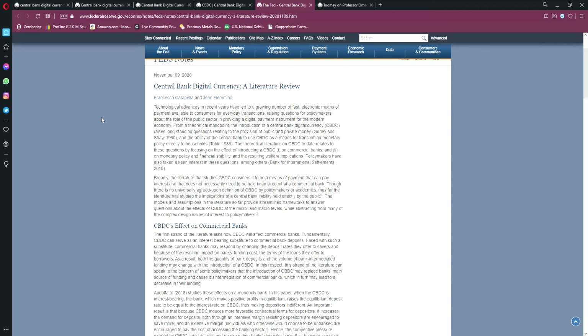From a theoretical standpoint, the introduction of a central bank digital currency, CBDC, raises long-standing questions relating to the provision of public and private money, Gurley and Shaw, 1960, and the ability of the central bank to use CBDC as a means for transmitting monetary policy directly to households, Tobin, 1985. The theoretical literature on CBDC to date relates to these questions by focusing on the effect of introducing a CBDC on commercial banks and on monetary policy and financial stability, and the resulting welfare implications. Policymakers have also taken a keen interest in these questions, among others, the Bank of International Settlements, and that's what we were just looking at.